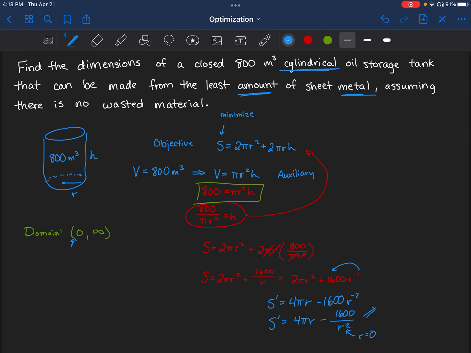I do want to figure out where the rest of this derivative is equal to 0. So 0 equals 4 pi r minus 1600 over r squared. I'm going to move the negative thing over to the other side, so it's going to be 1600 over r squared equals 4 pi r. Multiply by r squared on both sides, we're going to get 1600 equals 4 pi r cubed.